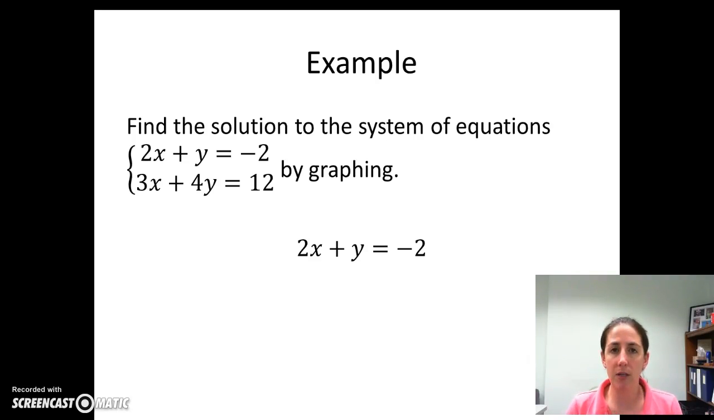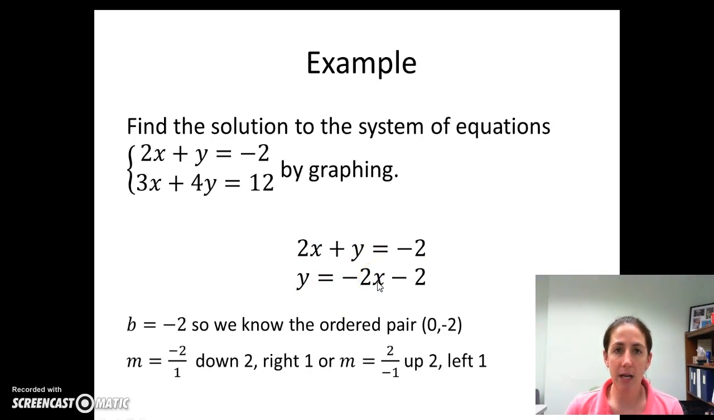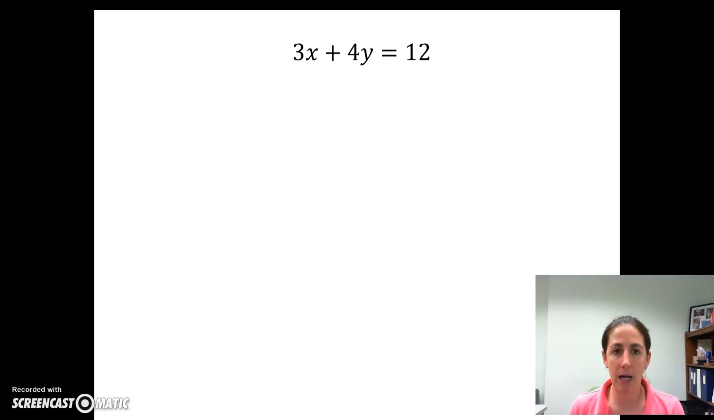The easiest way to graph is to put it into y equals mx plus b form. So get y by itself. Subtract 2x, and we have y equals negative 2x minus 2. Notice b equals negative 2, so that tells us our y-intercept is (0, negative 2). That's a point we know is on the graph. m is negative 2. Now we can write that as negative 2 over 1, which tells us we'll go down 2, right 1. Or we can write it as 2 over negative 1, and that tells us we'll go up 2, left 1.